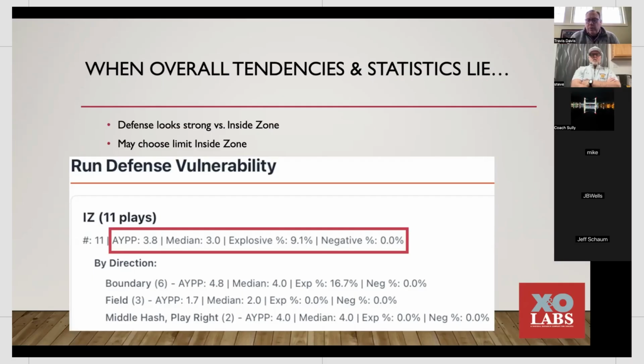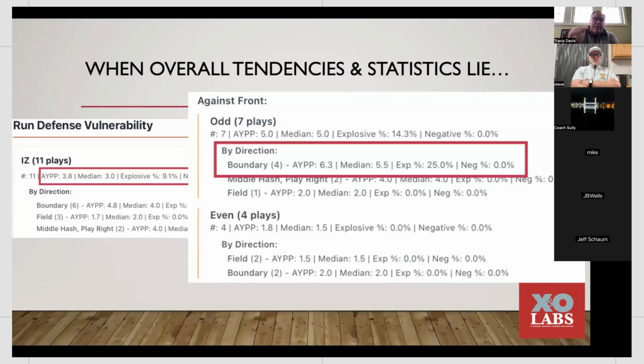The median was 3, and the explosive rate was 9.1%. And they did not have any negative yards on the play. So if you look at this as an offensive coach, you may look at them defending inside zone and say, okay, they're pretty good in this situation. Hold them to 3 yards, low explosive rates. It's pretty good.